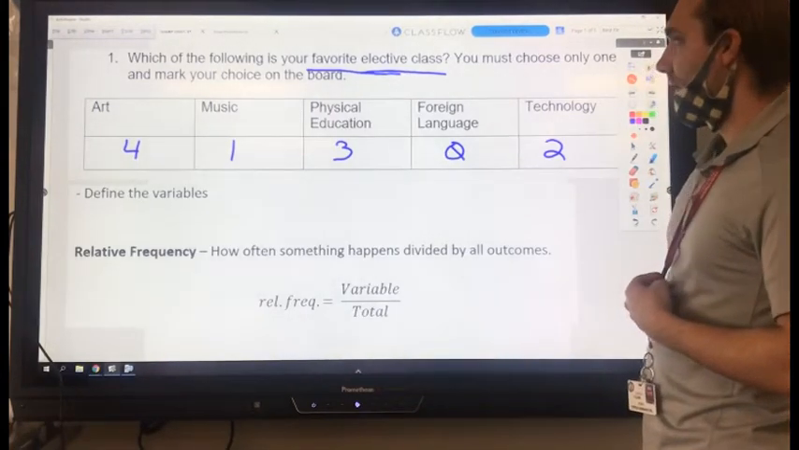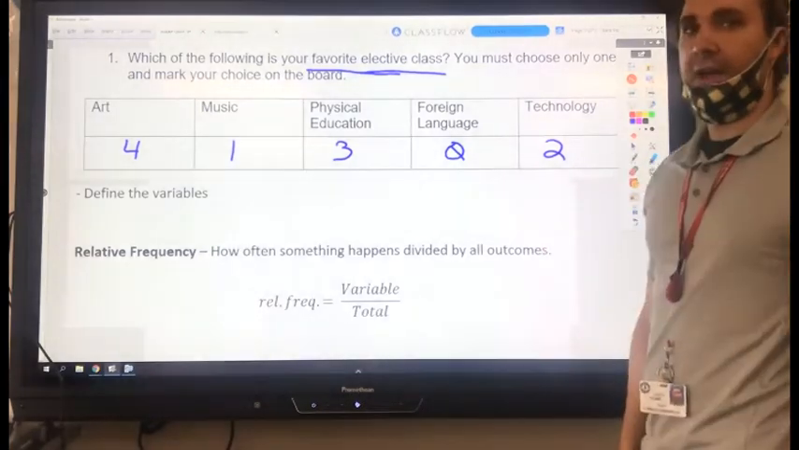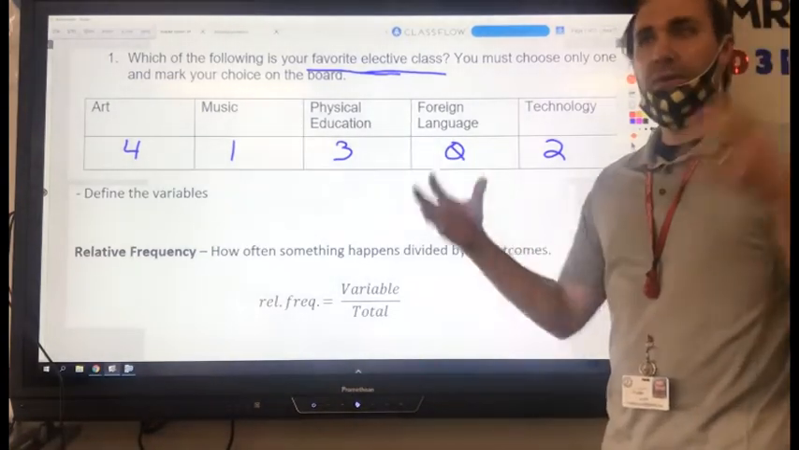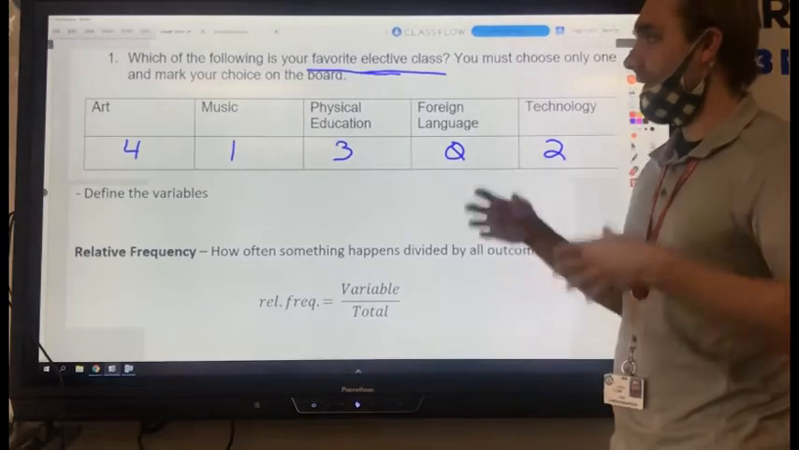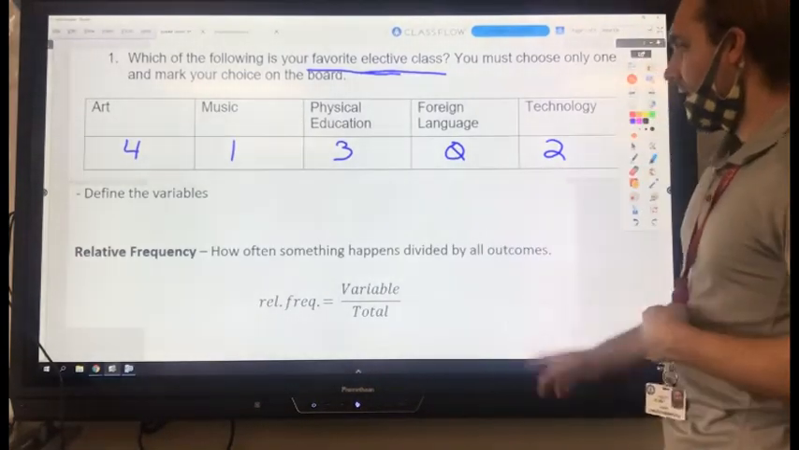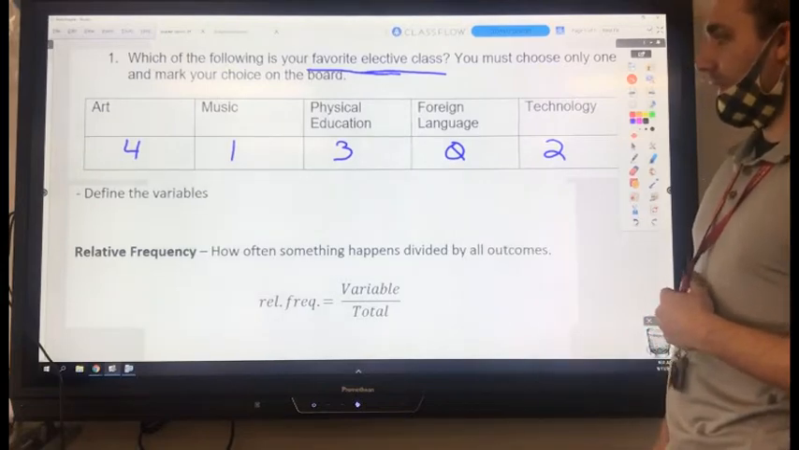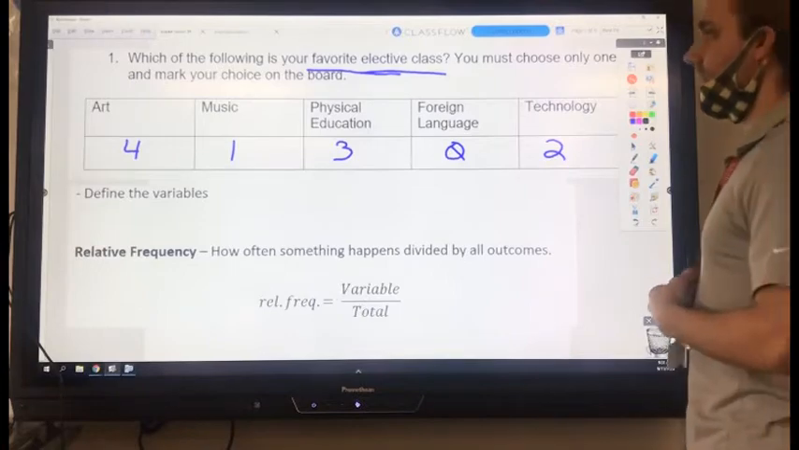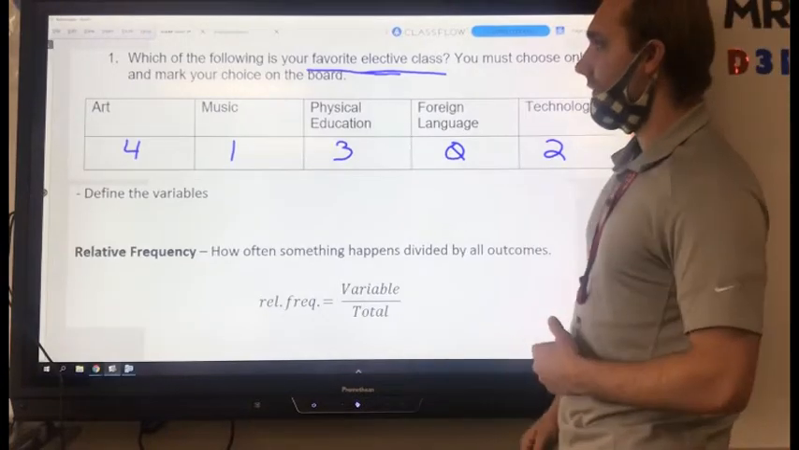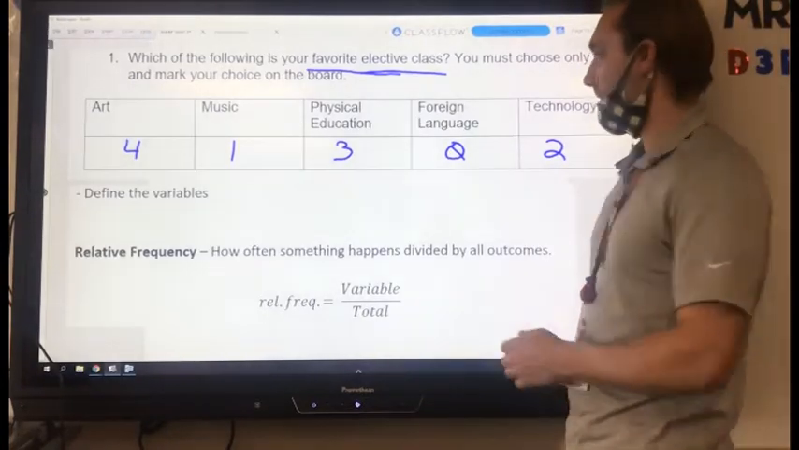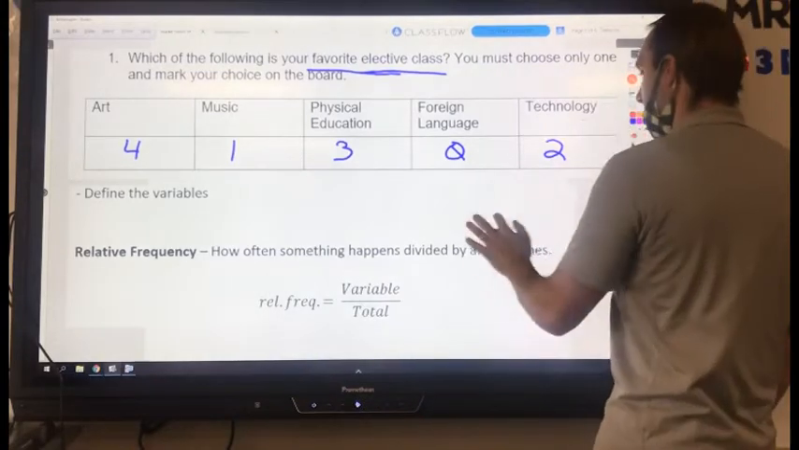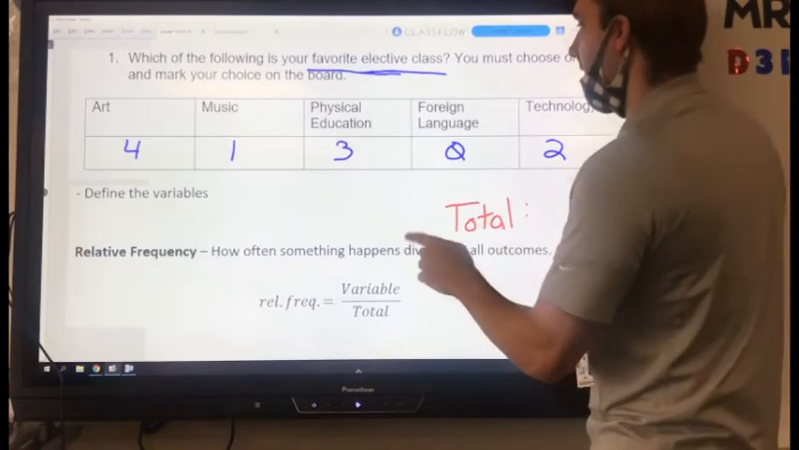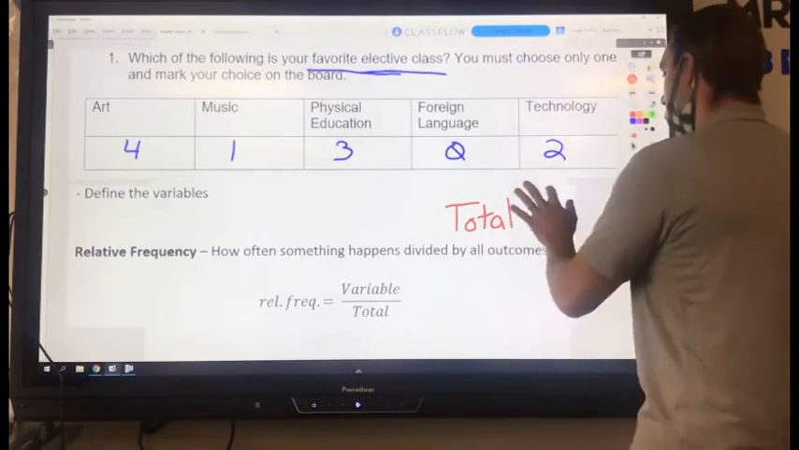Now, we'll move on because we're working backwards. Because by the end of the school year, we'll be collecting all the data, put it into test, and then analyzing it. We're now in the analyzing part. We're going to do what's called relative frequency. How often something happens divided by its outcome. So let's find the total. How many responses did I get? 4, 5, 6, 7, 8, 9, 10.